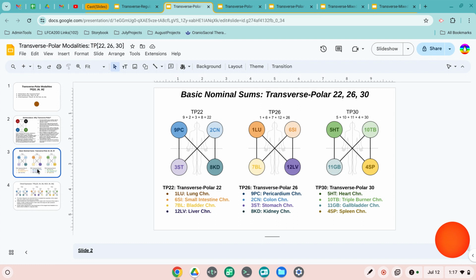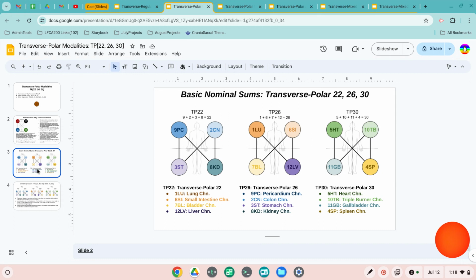Proceeding from left to right, the transverse polar modalities are composed as follows. Transverse polar 22 consists of the pericardium, colon, stomach, and kidney vessels, labeled for their nominal equation 9 plus 2 plus 3 plus 8 equals 22. Transverse polar 26 consists of the lung, small intestine, bladder, and liver vessels, labeled for their nominal equation 1 plus 6 plus 7 plus 12 equals 26. Transverse polar 30 consists of the heart, triple burner, gallbladder, and spleen vessels, labeled for their nominal equation 5 plus 10 plus 11 plus 4 equals 30.